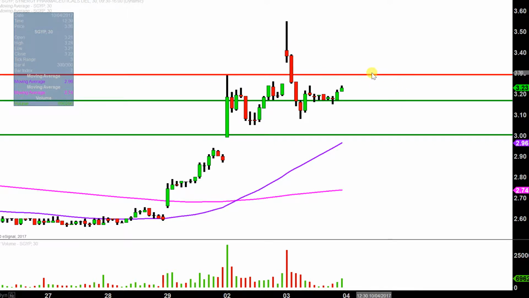So 3.30, not saying it can't be broken, just saying that apparently, according to the story of the price right now, the bulls are really going to need to bring their A game in order to fight through it.